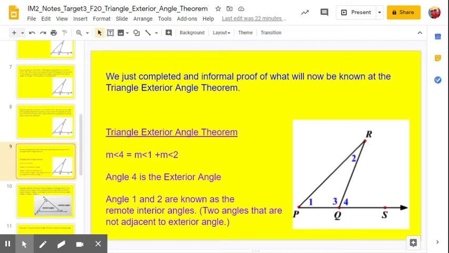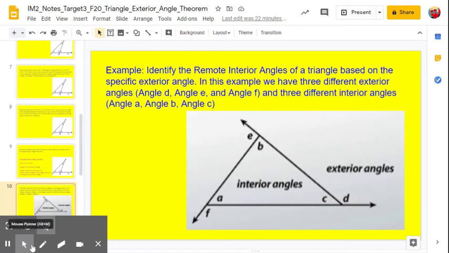So angle 3 is adjacent with angle 4. That's why 1 and 2 are called the remote interior angles. But that could change within this triangle depending on what your exterior angle is. So let's make sure you understand this concept of remote interior angles based on the exterior angle. So here's our example. We have a triangle there with 3 interior angles, A, B, and C, and we have 3 exterior angles, angle D, angle E, and angle F.